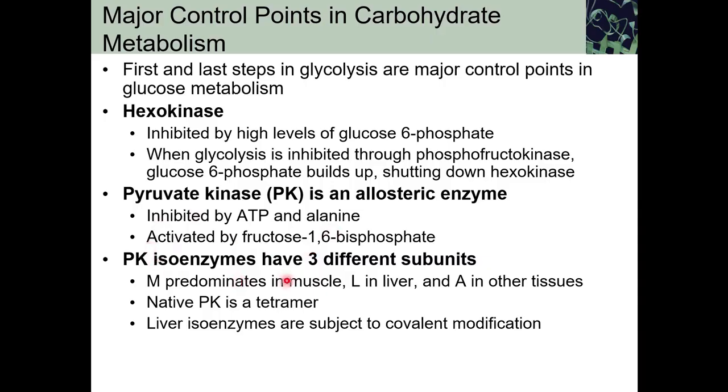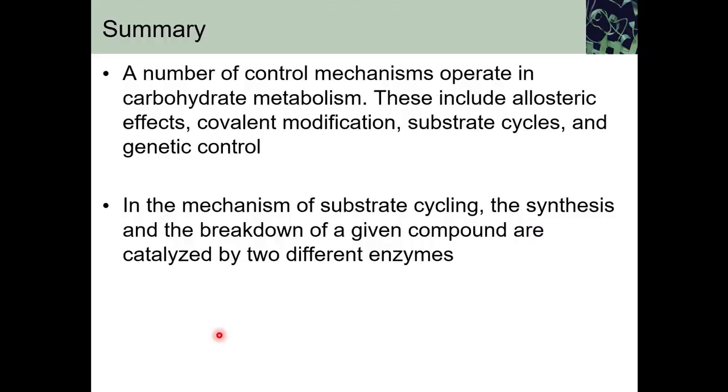Pyruvate kinase isozymes have three different subunits. The M predominates in the muscle, L in the liver, and A in other tissues. These liver isozymes are subject to covalent modification. Now, in summary, there are a number of control mechanisms that operate in carbohydrate metabolism, and these include allosteric effects, covalent modification, substrate cycles, and genetic control. In the mechanism of substrate cycling, the synthesis and the breakdown of a given compound are catalyzed by two different enzymes.